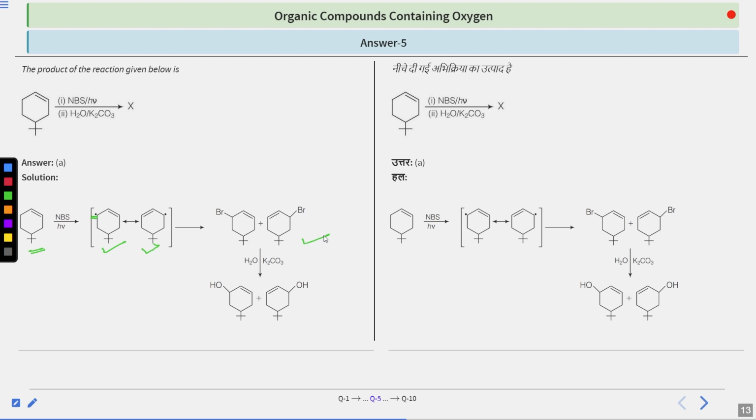So we get these two products, and when we react them with H2O and K2CO3, the bromine is replaced by the hydroxyl group, and we get these two products. In the main product, we have the cyclohexene ring with the hydroxyl group as a side chain and the alkyl chain as a side chain. That is why we have our correct answer as option A. Let's move on to the next question.